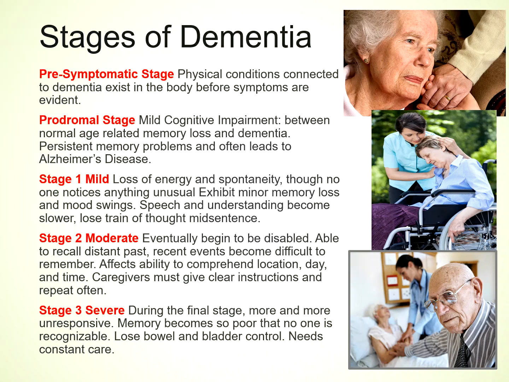And then there's severe Alzheimer's disease, which is stage 3. It's the final stage. People become more and more unresponsive. Memory becomes so poor that no one is recognizable, and they lose bowel and bladder control, and they need constant care. So those are the 5 stages of dementia.